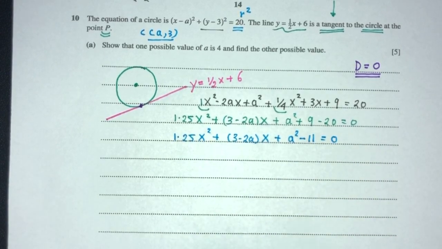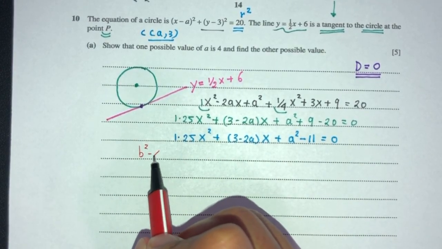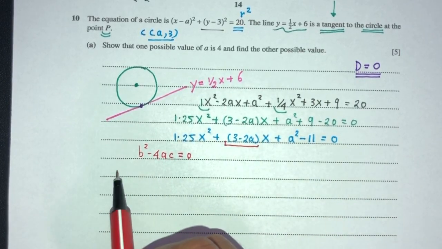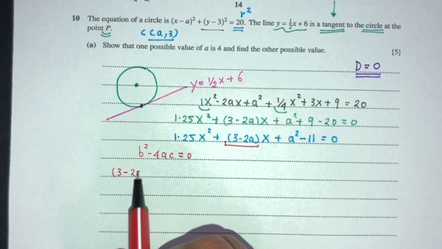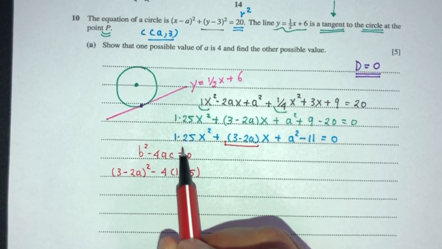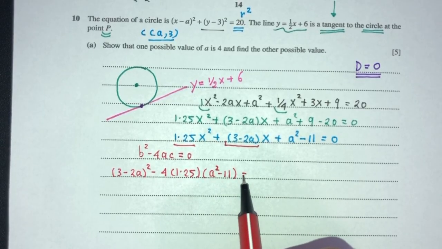So now if you look at this properly, we have a quadratic equation. Makes sense, right? By observation. Now we have to use that concept. We've talked about the discriminant having to be 0 because there's only one solution. Therefore I can say that b squared minus 4ac has to be 0. b squared should become (3 minus 2a) squared, minus 4 times a, which is 1.25, the value over here, and c is the value in the back, and all this has to equate to 0.